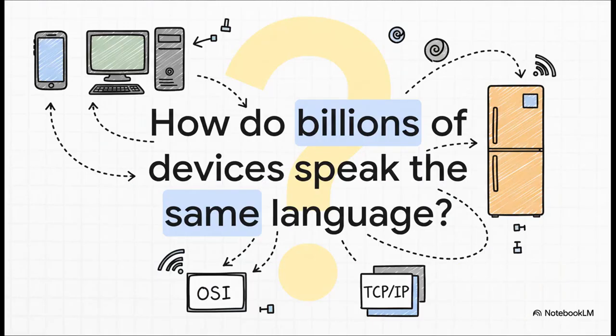So let's just frame the big question right here. How is it possible? You've got billions of devices out there: iPhones, Androids, old Windows PCs, smart fridges, you name it. How do they all speak the same language to get online and talk to each other? What's the secret sauce here?